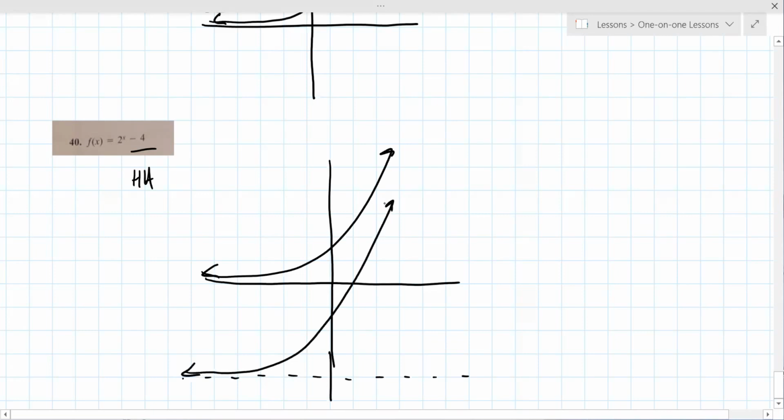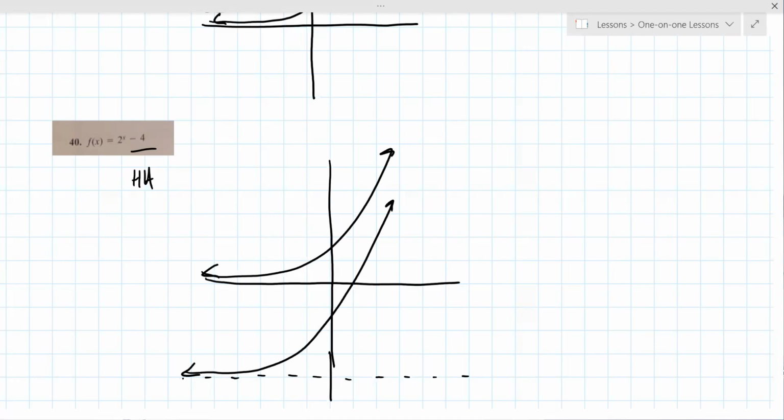Just increasing or growth? This is definitely growth. Yes. All right. Number 41. 2 to the x plus 1. Does that mean it just goes to the right? It's left one. When it's plus, yes, left.